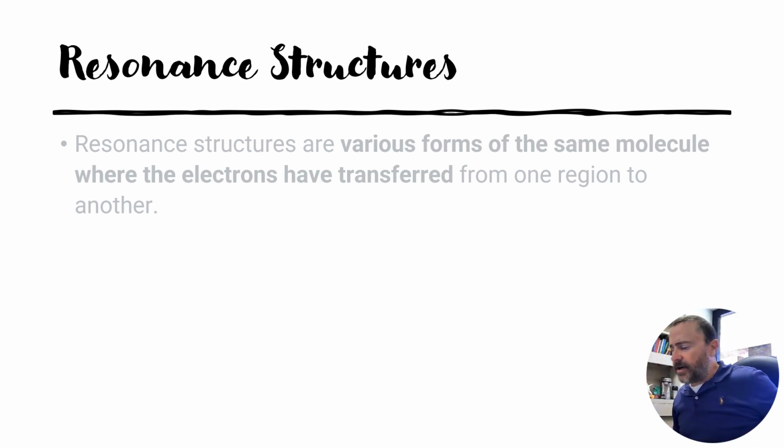A resonance structure is where we can have various forms of the exact same molecule. Resonance structures technically are where electrons are being transferred from one region to another. They actually are moving around. They are free to move around the entire molecule. Electrons aren't really trapped where we draw them to be. They actually can move around the entire molecule.